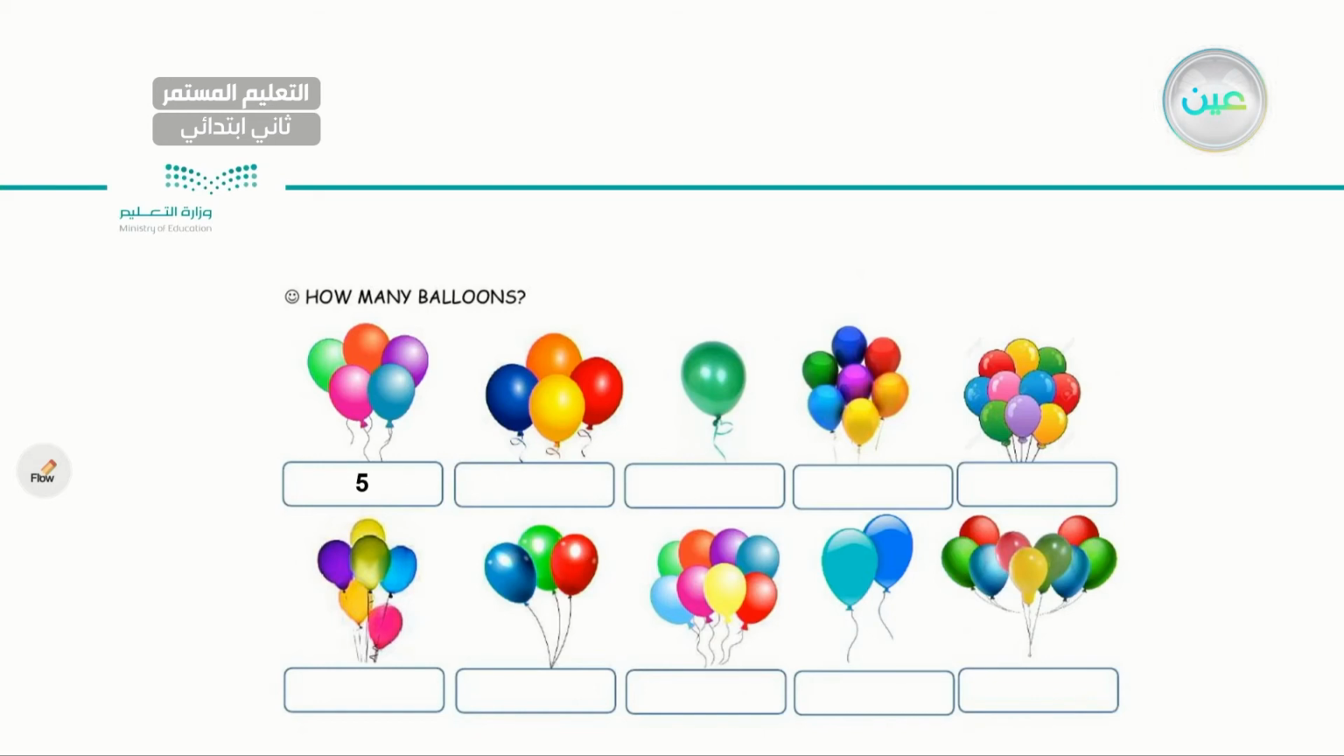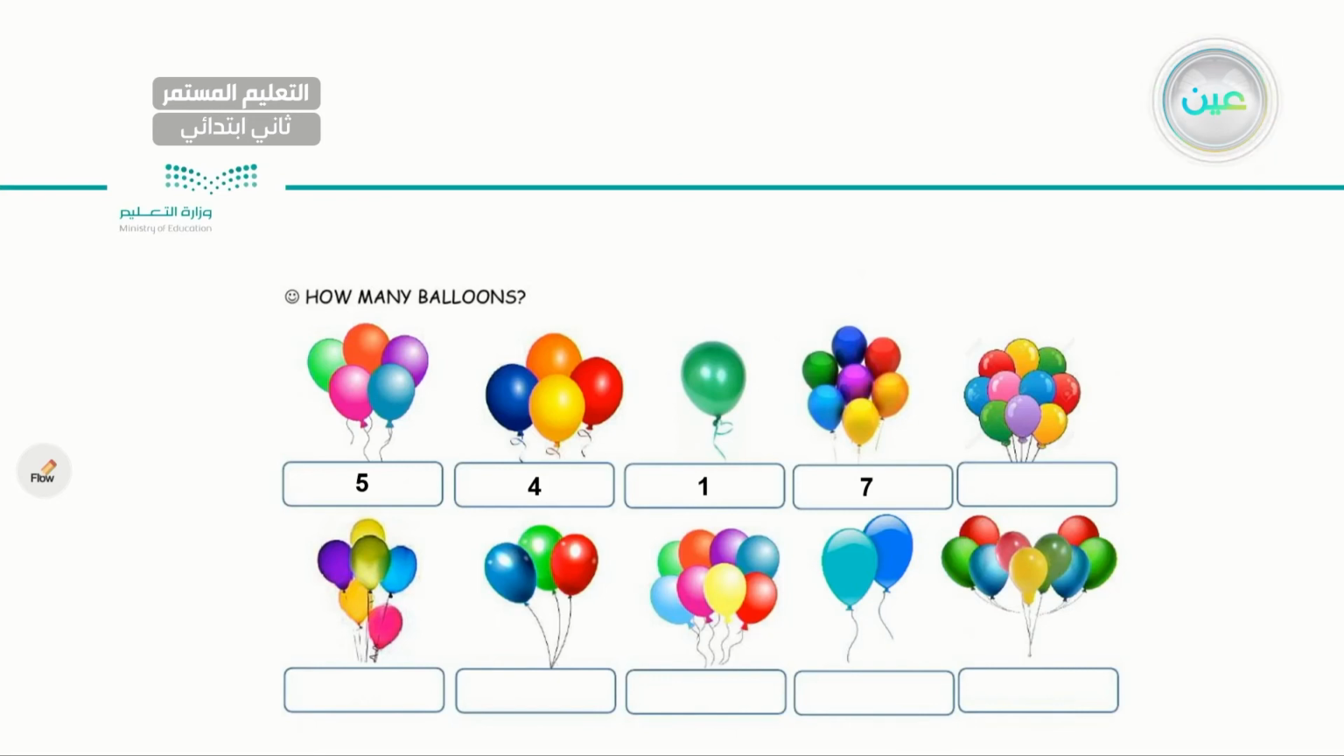Very good. Now let's do the same for the next group or set of balloons. I can see 1, 2, 3, 4. Excellent. 4 balloons. Next I have 1. That's right. Singular. 1 balloon. Next I have, go ahead, take your time and count. I can see 7 balloons. Very good. 7. Moving to the next one.